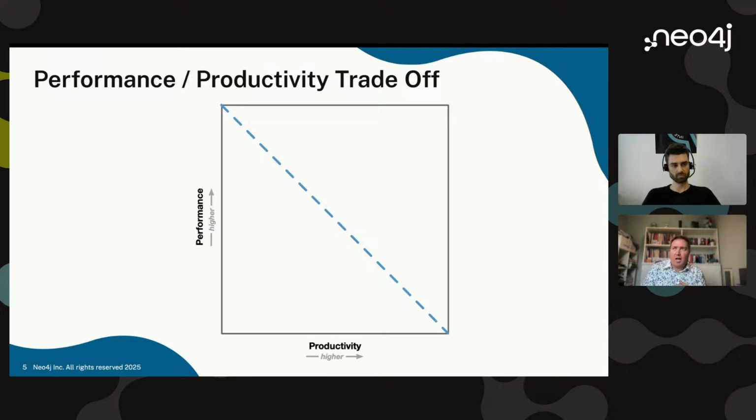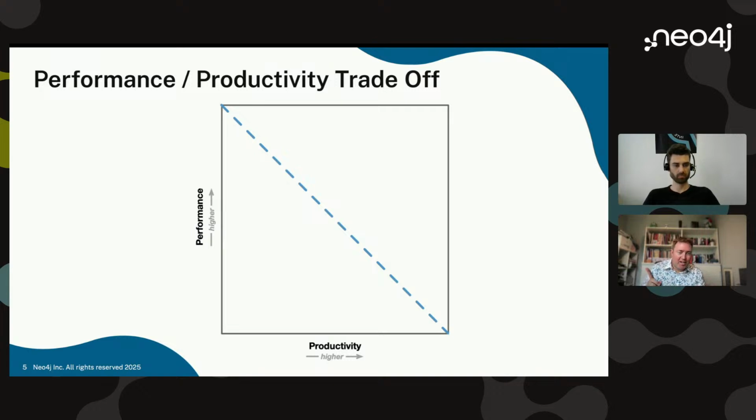Can we easily get answers to the questions that we want? So that's a productivity axis. But the other axis is performance. So this is how fast can we get our kind of answers? And you could think of that as how many queries per second can we have, or maybe latency. And as a system designer, you have to trade off these two things.